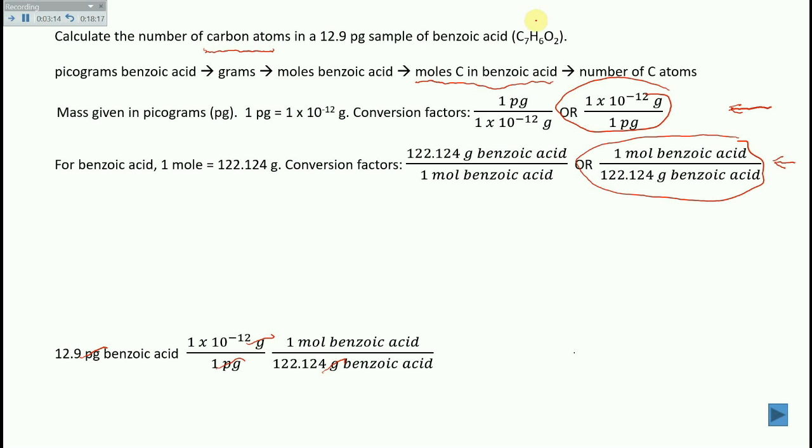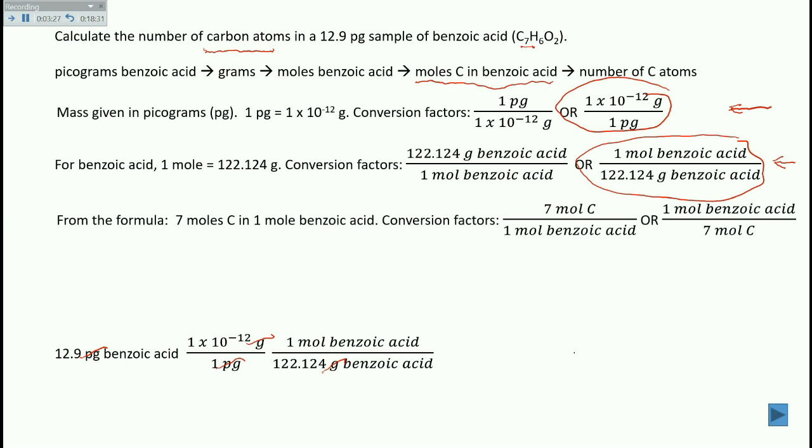Now I can get that relationship by simply looking at the formula. Notice that there's 7 carbon atoms in each molecule of benzoic acid, meaning there's 7 moles of carbon in 1 mole of benzoic acid. There's that equality, which means there's 2 conversion factors possible this time. I can have 7 moles of carbon over 1 mole of benzoic acid, or the opposite, 1 mole of benzoic acid over 7 moles of carbon. I want to cancel moles of benzoic acid and keep moles of carbon. So the conversion factor I'm going to select will be this one.